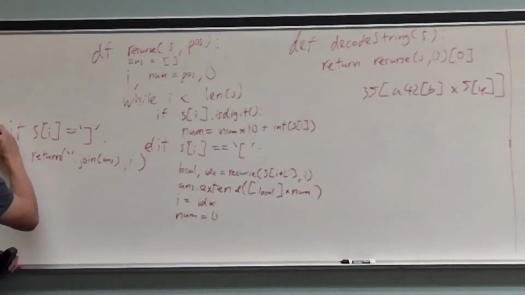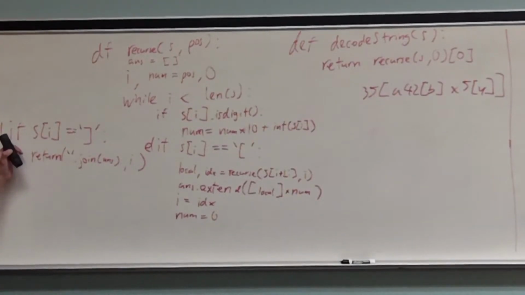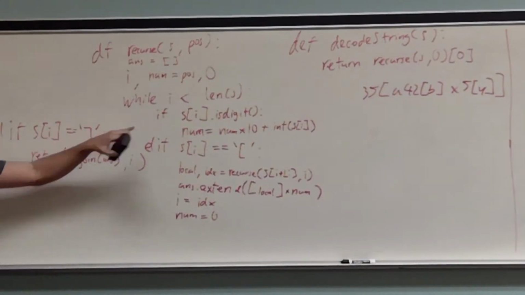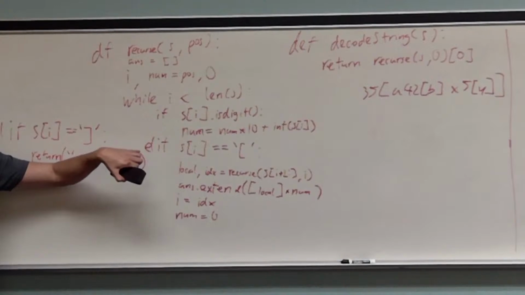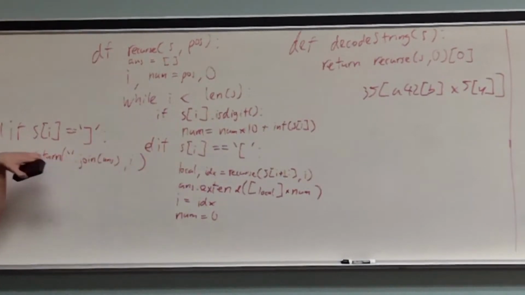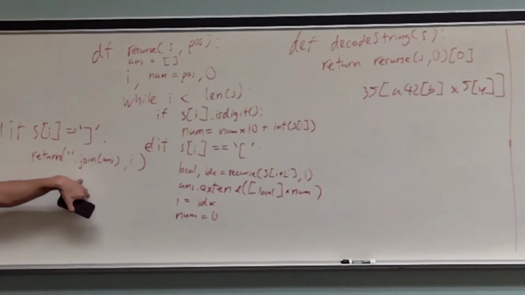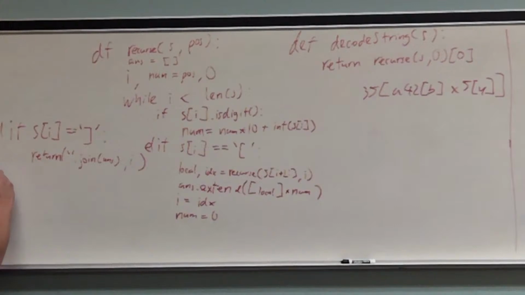These are all elifs, by the way. Elif means else if. So if this is true, do that. Else, if this is true, do this. Else, if this is true, do this. And the default case, else, is that what we have is just a letter, right? It's not a number. It's not the open and close bracket. It's just a letter. So we just want to add that.